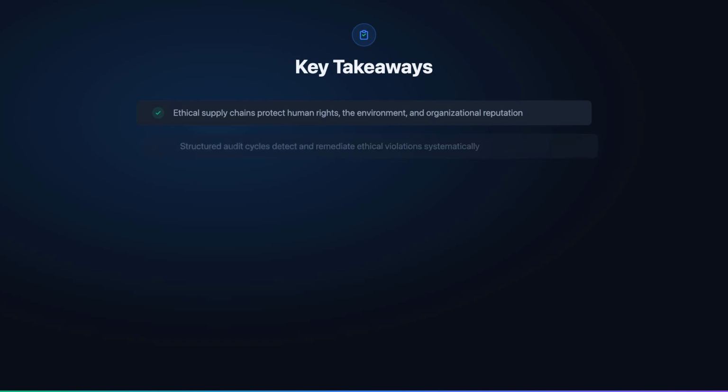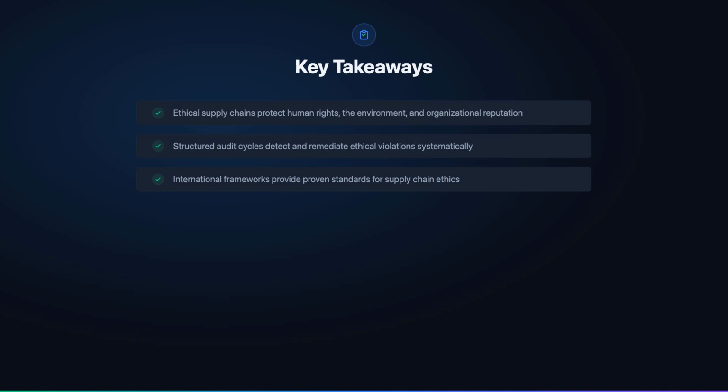Let us recap the essential insights from our exploration of ethical supply chain management. The business case for ethical supply chains is clear. They protect people, planet, and profit simultaneously. Continuous auditing transforms ethical compliance from a one-time check into an ongoing improvement process. Leveraging established frameworks ensures our practices meet globally recognized ethical benchmarks. Real ethical progress requires collaboration, trust, and openness with every stakeholder in the supply chain.